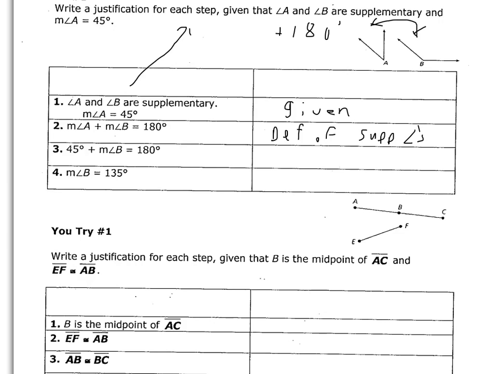Now our goal in this proof is really to prove what measure angle B is and prove that it's 135 degrees, which it shows down here. So we're going to plug in some different values, and on number 3 it plugs in measure angle A, which was 45 degrees, because it gives you that information up top. The reason that you can plug in 45 degrees, something you already knew, is that you can substitute it in. So that's your substitution property.